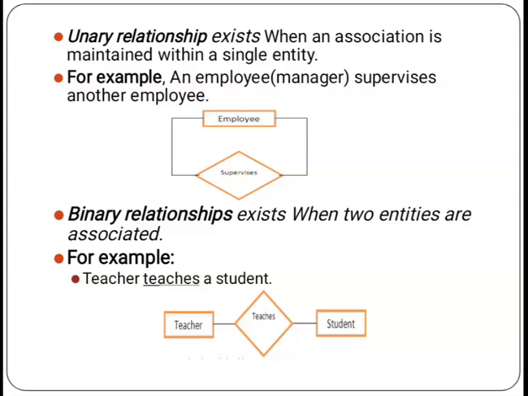Another one is a binary relationship. It exists when two entities are associated. For example, teacher teaches a student. Here teacher and student are entities, and teaches is a relationship. These two entities are associated in this relationship, teaches.